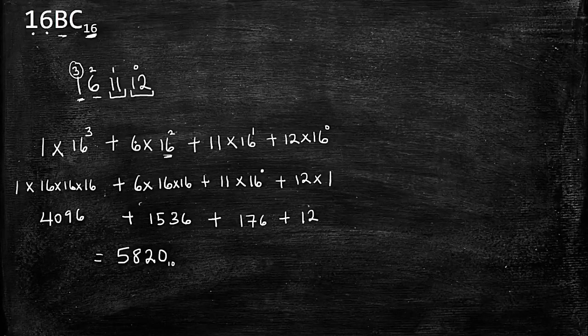So that's it. When we are converting a number from base 16, as we had done earlier, to base 10, this is the long multiplication method we are going to use. But if you want to convert from base 10 to base 16, we use the long division method. So now I hope you understand this one.